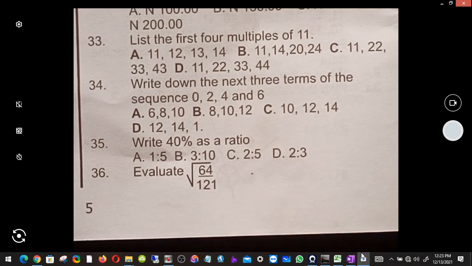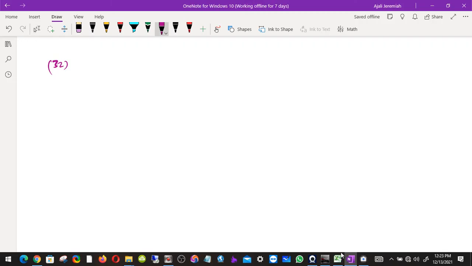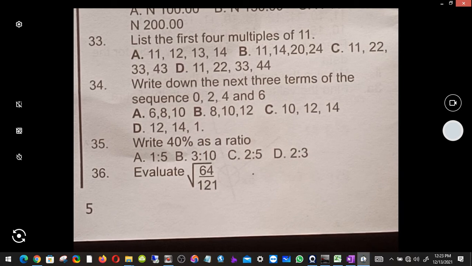Number 35. Write 40% as a ratio. I told you that ratio is division. So if they say 40%, 40% is the same as 40/100. So you can cancel, take it to its lowest term. 2 over 5. So that's 2/5, which is 2 ratio 5. Option C.